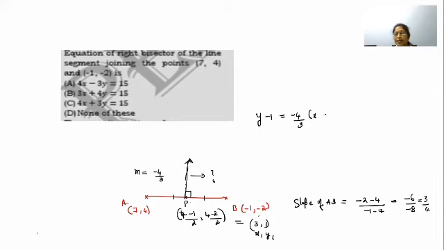(x - 1) by 1, (x - 3), cross multiply and simplify. 3y minus 3 is equal to minus 4x plus 12. So I just rearrange the terms. 4x plus 3y is equal to 15. Do I have that? Yes.